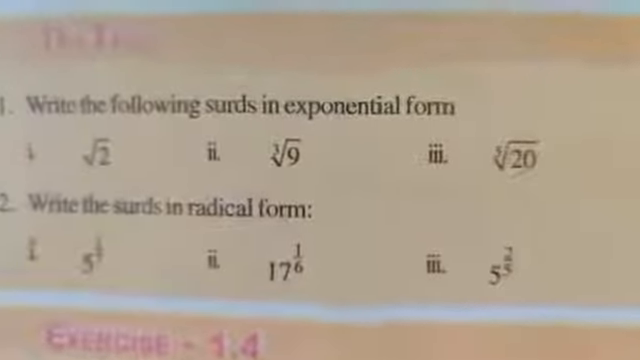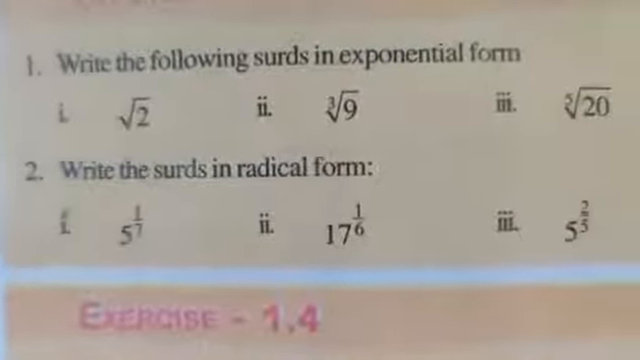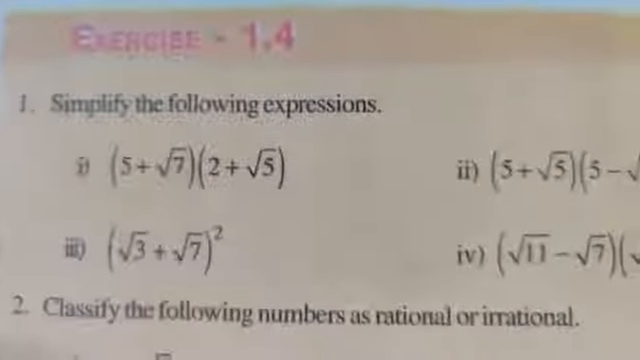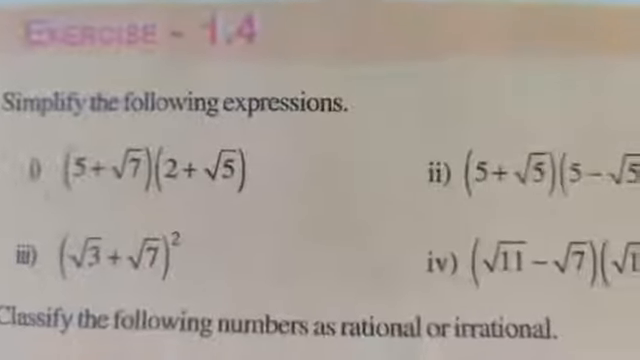Thirds in exponential form. First question: given radical form, change them into exponential form. Second question: write the thirds in radical form. Can you do that? Now coming to the exercise. Last exercise 1.4. See the first result. Simplify the following expression. There are 4 sums in this.